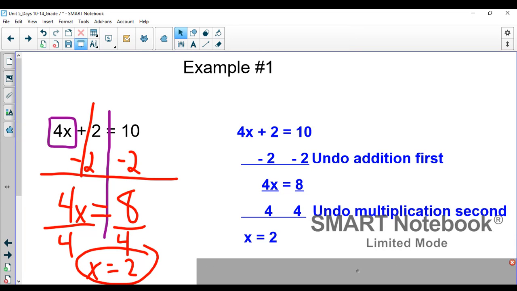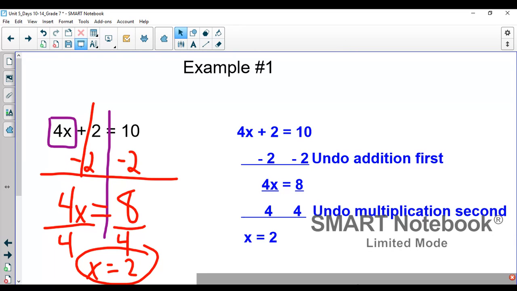Showing it over here just so you can take a look at it a different way. Same idea, we undid the addition, we undid the multiplication, and then we have x equals 2.